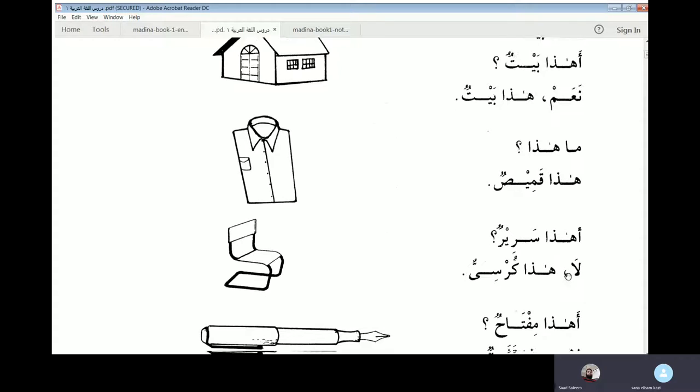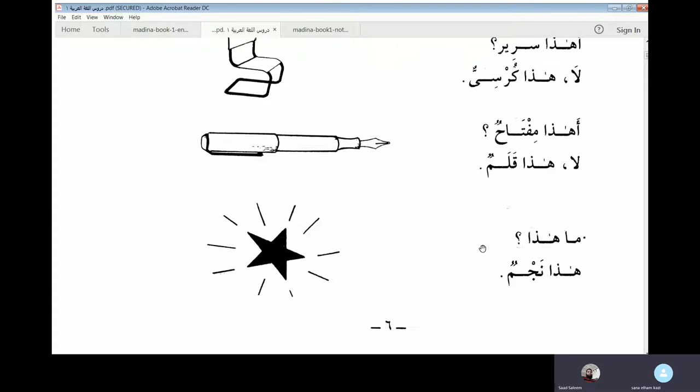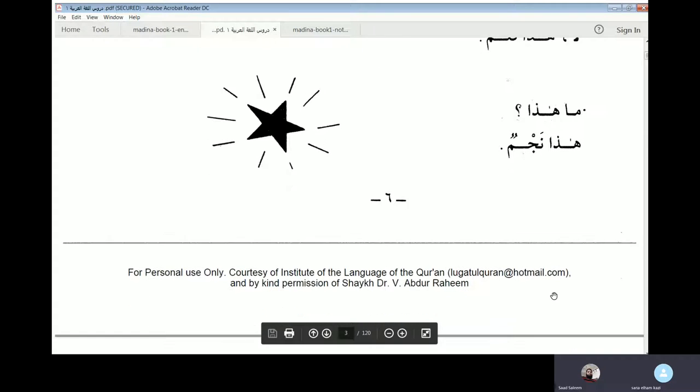Ma hadha, what is this? Hadha qamis, this is a shirt. Hadha sarir, is this a bed? La, hadha kursi, no, this is a chair. Hadha miftah, is this a key? La, hadha qalam, no, this is a pen. Ma hadha, what is this? Hadha najm, this is a star.